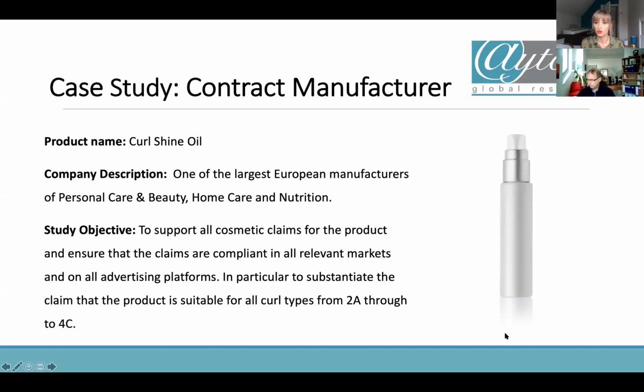But mainly the claim they were looking to substantiate is that it was suitable for all curl types. So this is something that's been talked about a lot recently, certainly from a consumer point of view, where you calculate what curl type you are from 2A right through to 4C, and make sure that you get the right products that are suitable for you. So we want to make sure with this one it's suitable for all of those different curl types.